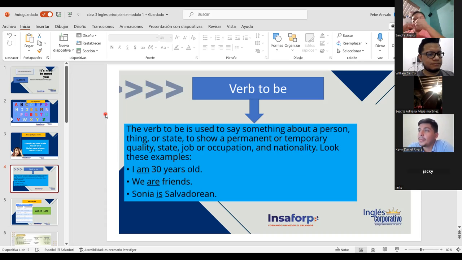The verb to be is used to say something about a person's theme or state, to show a permanent or temporary quality, state, job, or occupation, and nationality. Look this example. I am 13 years old. We are your friends. Sonia is Salvadorian.